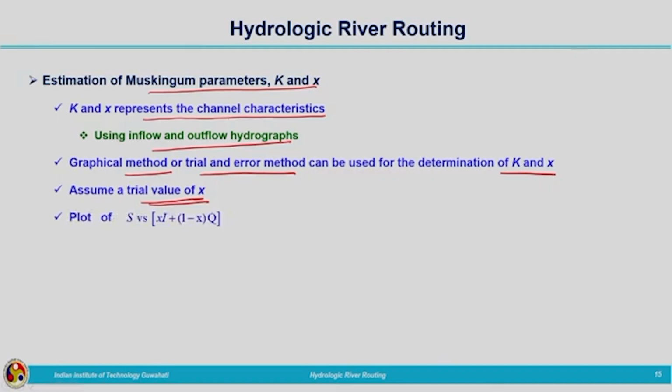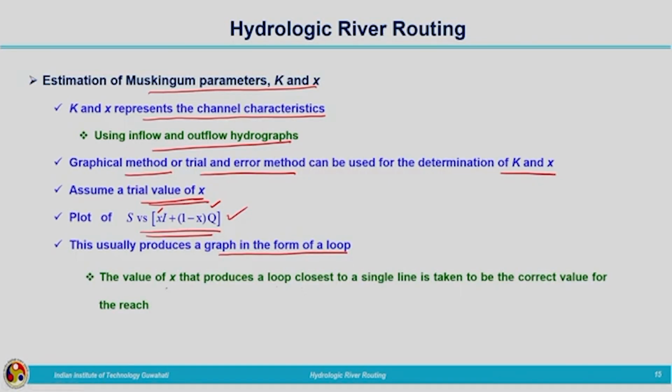Based on the trial value for x, we will plot the curve S versus xI plus (1 minus x)Q. When we plot this, it produces a graph in the form of a loop, similar to the loop which we have discussed in the previous lecture related to the variable storage function. This is repeated for different values of x.